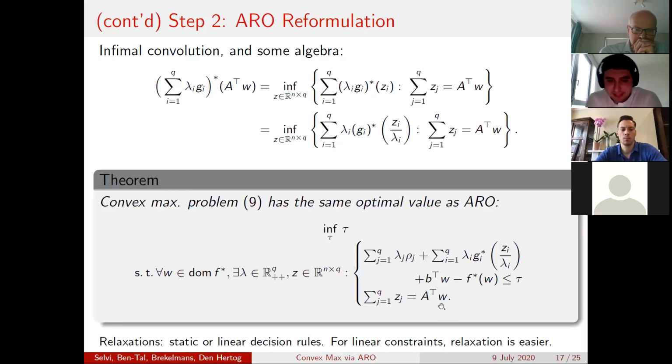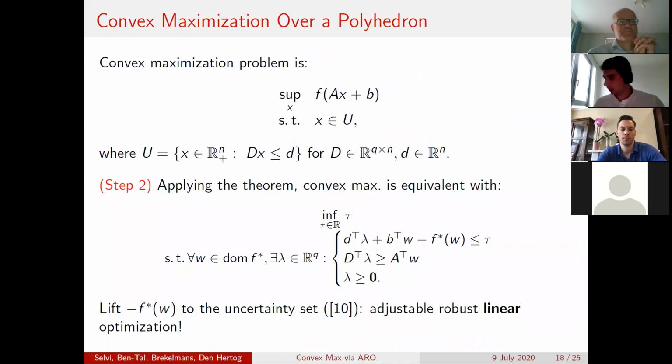But there are cases where we can relax this problem, and I will talk about a special case where our original constraints are linear. So again, the generic convex maximization problem is here. But this time, U is defined by a linear system, Dx less than or equal to small d. So this gives a polyhedron. And applying the previous theorem says that the equivalent ARO problem is the following.